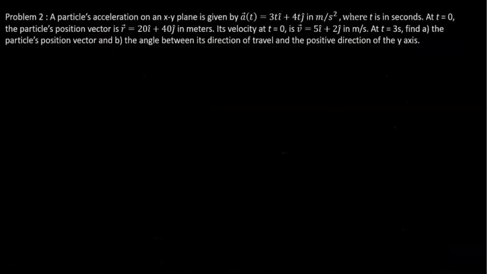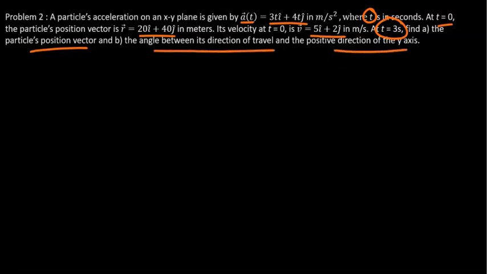Problem 2. A particle's acceleration on the xy plane. So this is a motion on the xy plane, and the particle's acceleration as a function of time is given by this expression, 3t i hat plus 4t j hat meters per second squared. t is measured in seconds. At t equals 0, the particle's position vector is given by that expression, and its velocity is given by that expression. At t equals 3 seconds, find the particle's position vector, so where the particle is, and also the angle between its direction of travel and the positive direction of the y-axis.